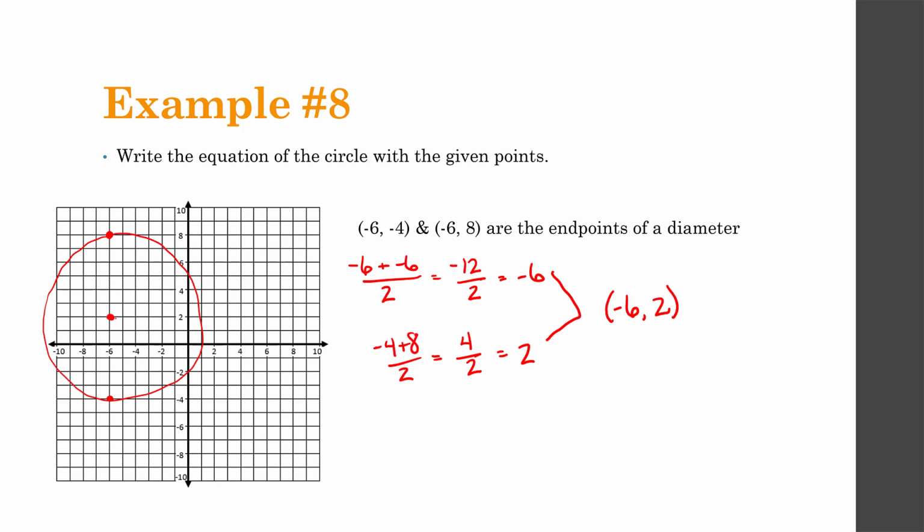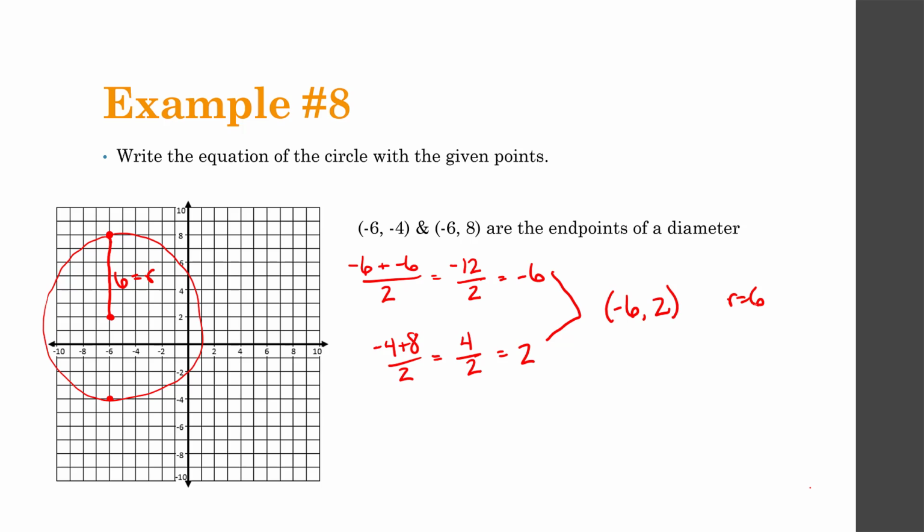So I have the center. Now I need the radius. Remember, the radius goes from the center of the circle to any point on the circle. But both of these endpoints are on the circle. So I will connect my center to one of these points. And I've noticed that this is an exact vertical line, which means I can just count the boxes. So between the center and the outside point, I have exactly 6 boxes. So my radius equals 6. R equals 6.